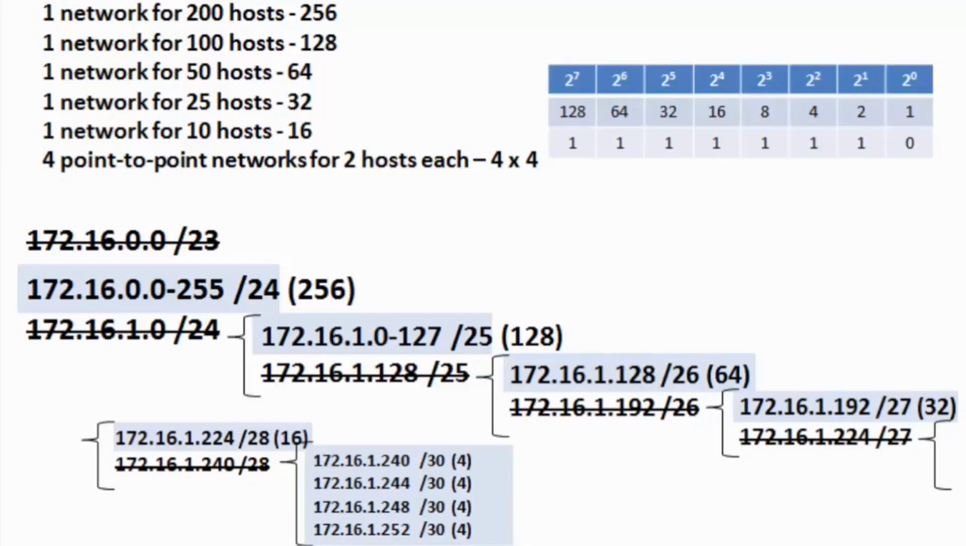In the end, we've created 9 subnets of different sizes: a 256, a 128, a 64, a 32, a 16, and 4 host subnets. This is VLSM, and it allows us to create subnets or networks specific to the needs of the network.